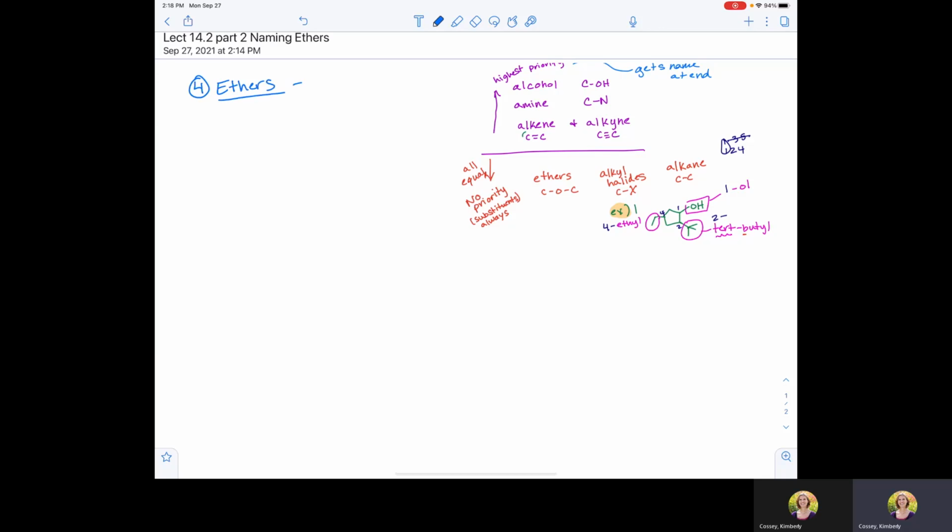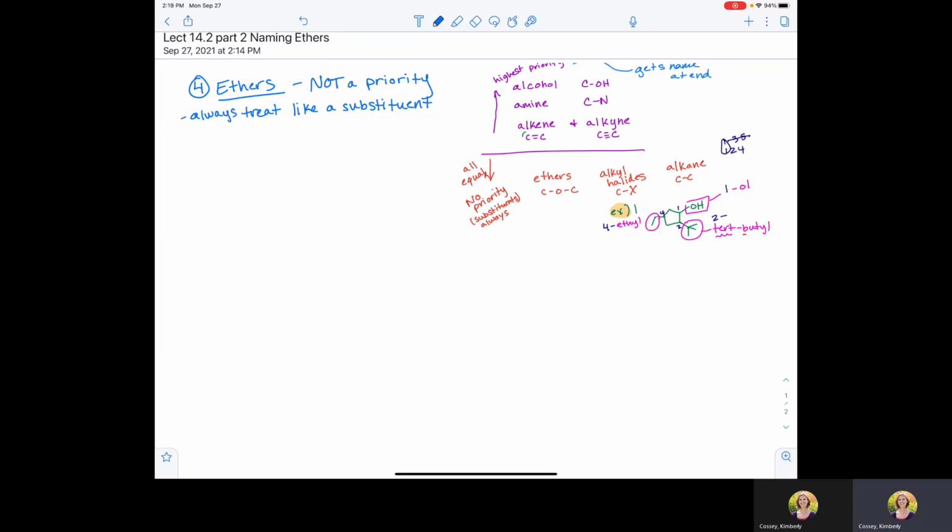So again, the most important thing about them is they're not a priority functional group. They don't get to have the special last name. They don't get to have special numbering. They're just like a substituent. Treat them like a substituent, okay? Write that down. We'll say always.